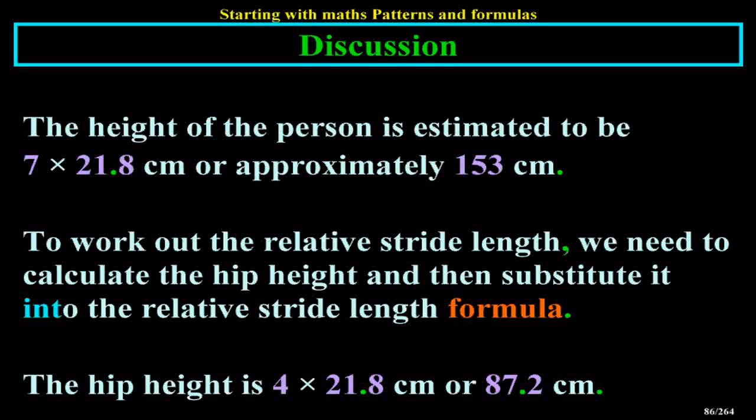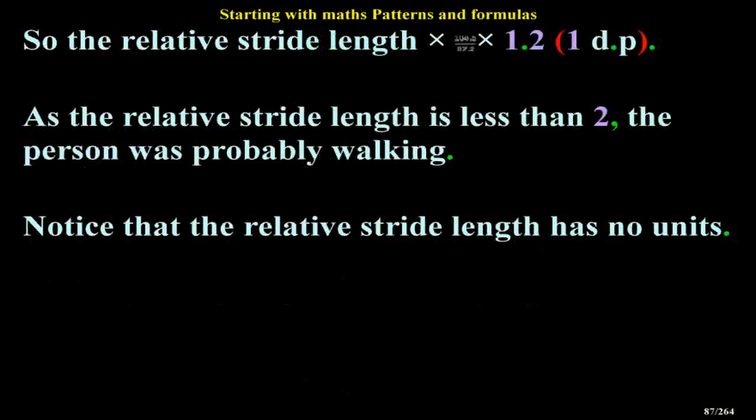The hip height is 87.2 centimeters, so the relative stride length is 121.8 divided by 87.2, which is approximately 1.4. As the relative stride length is less than 2, the person was probably walking. Notice that the relative stride length has no units.